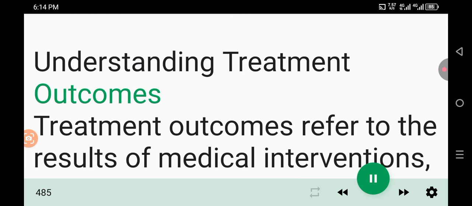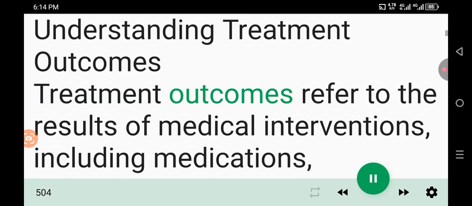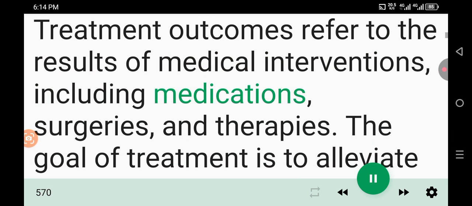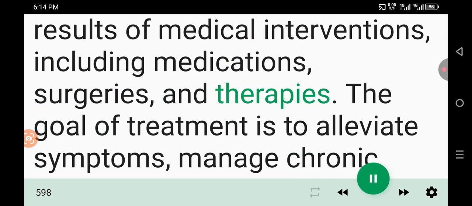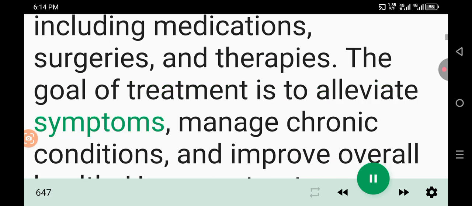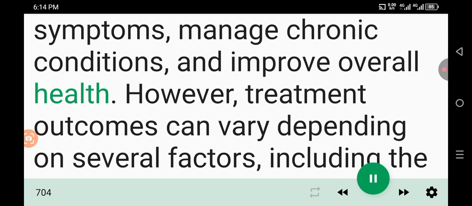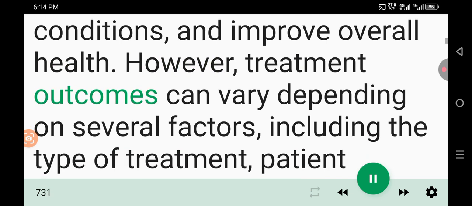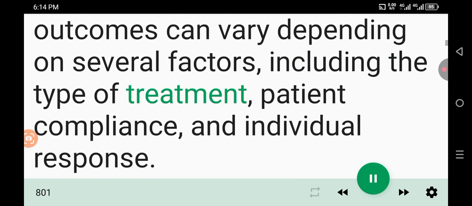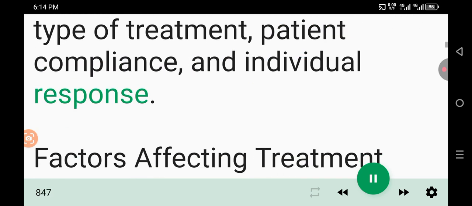Understanding treatment outcomes. Treatment outcomes refer to the results of medical interventions, including medications, surgeries, and therapies. The goal of treatment is to alleviate symptoms, manage chronic conditions, and improve overall health. However, treatment outcomes can vary depending on several factors, including the type of treatment, patient compliance, and individual response.